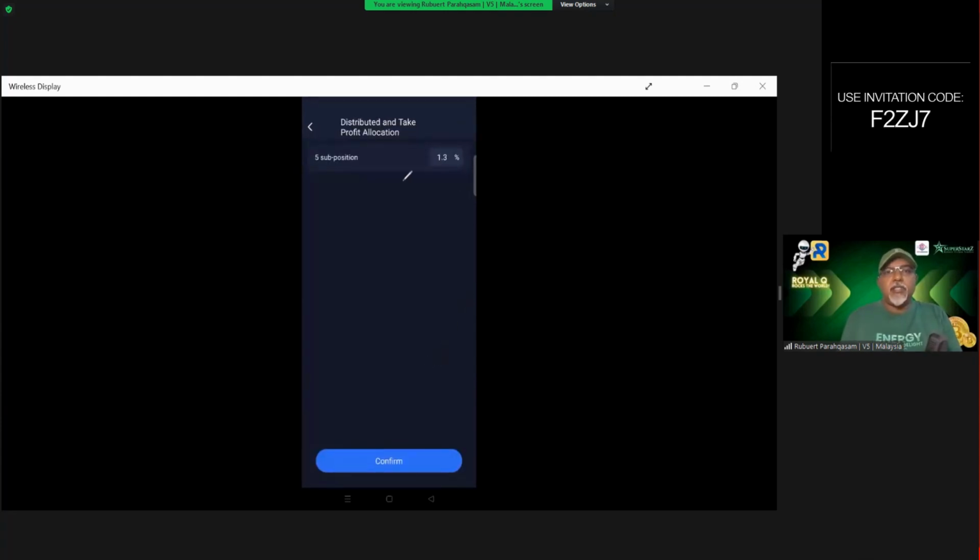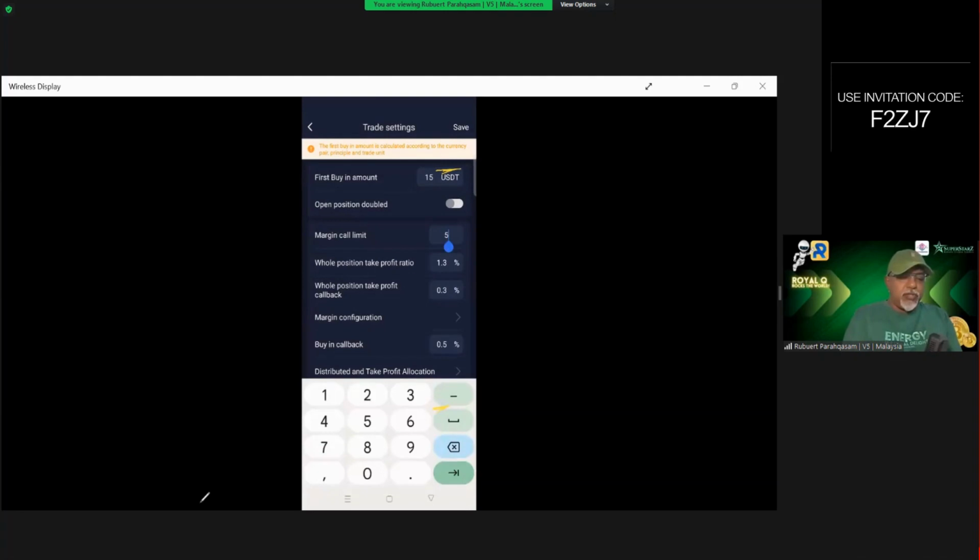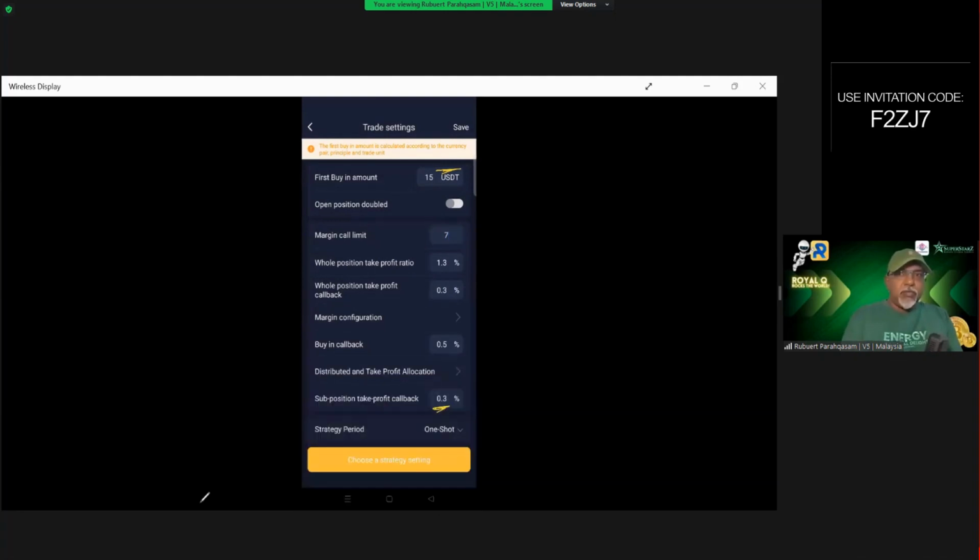Here, it is written as 1.3%. Okay, fine. Just keep that in your mind for a while. And sub-position callback is 0.3. Okay, keep that in your mind, yeah? I'm going to change this to 7. So my sub-bin, I'll have 3 positions.